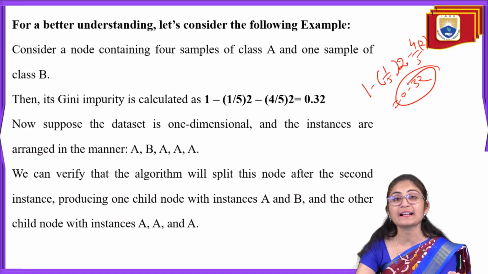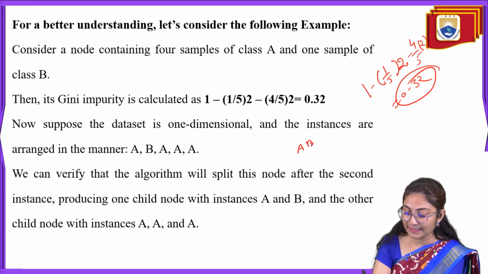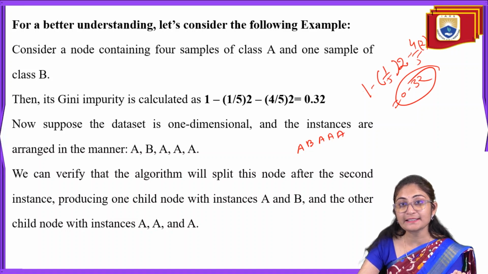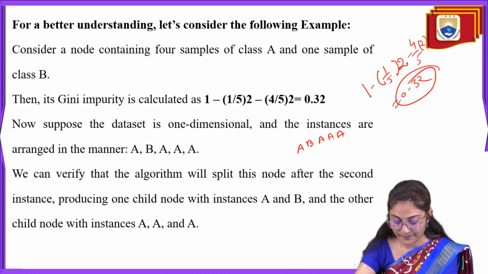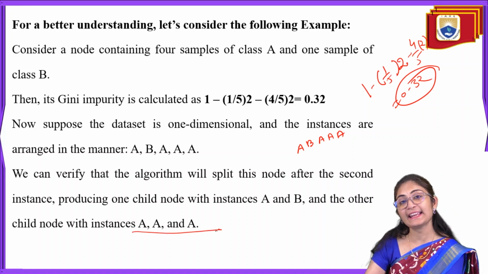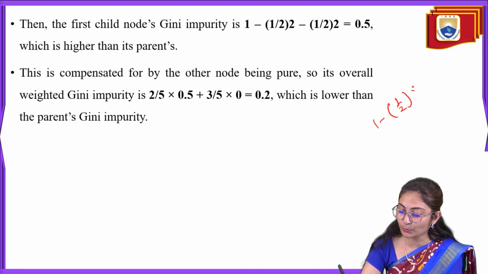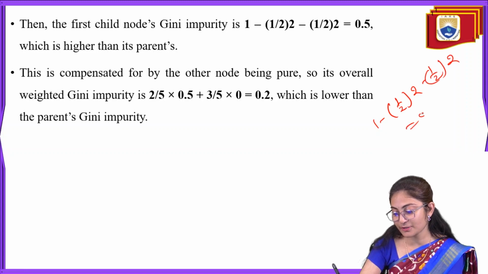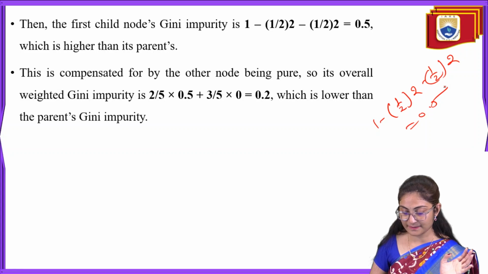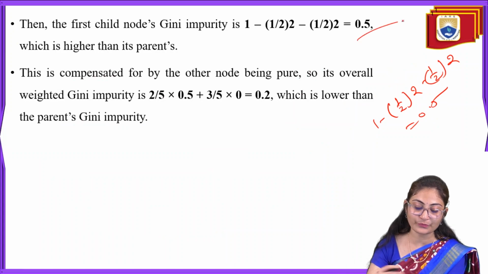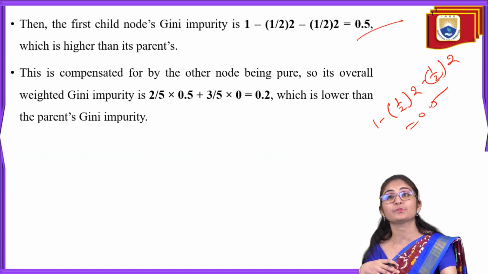Now suppose the dataset is one dimensional and the instances are arranged as A, B, A, A, A. We can verify that the algorithm will split this node after the second instance, producing a child node with instances A and B, and another child node with instances A, A, A. The first child node's Gini impurity is 1 minus (1/2)^2 minus (1/2)^2, which gives 0.5. This is higher than the parent's, where we got 0.32 and here we got 0.5. But this is compensated for by the other node being pure.